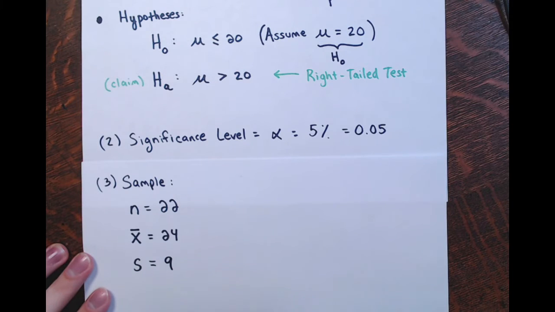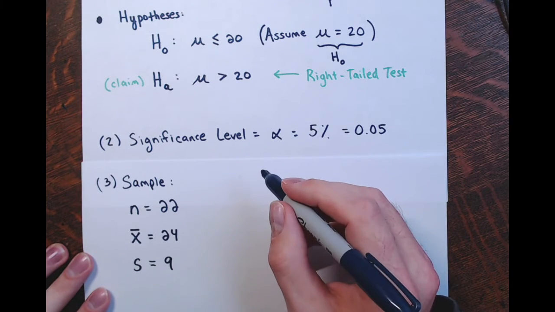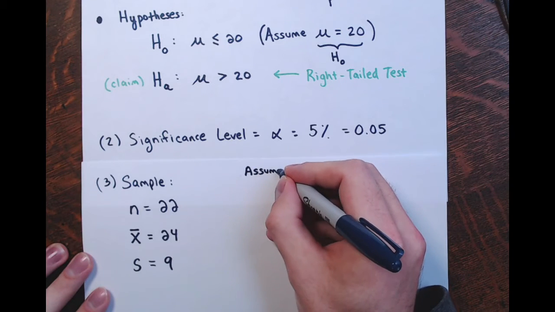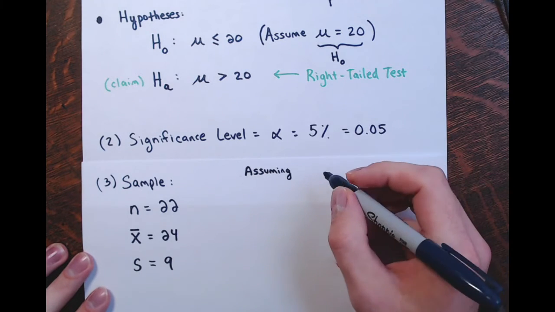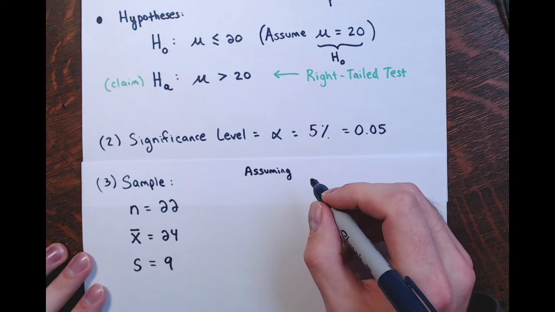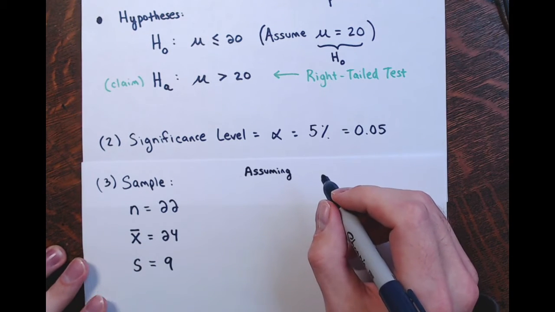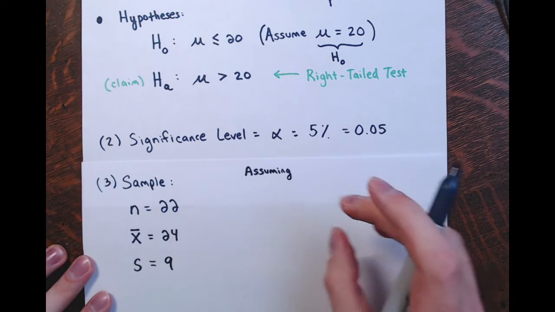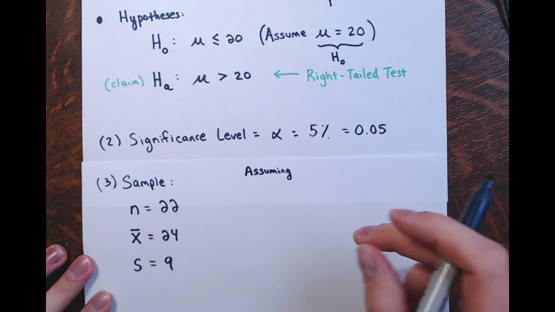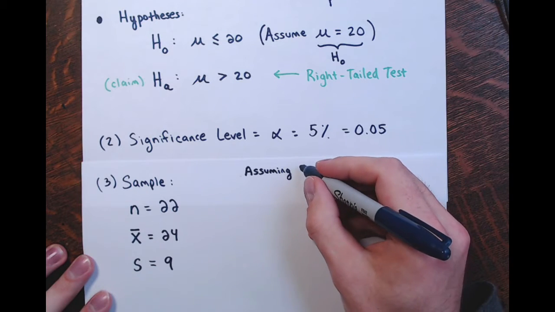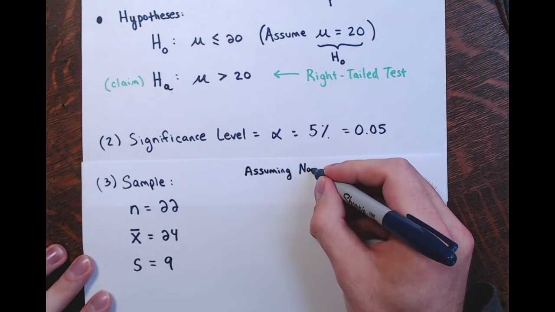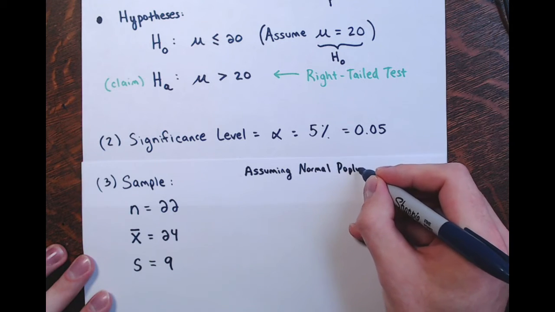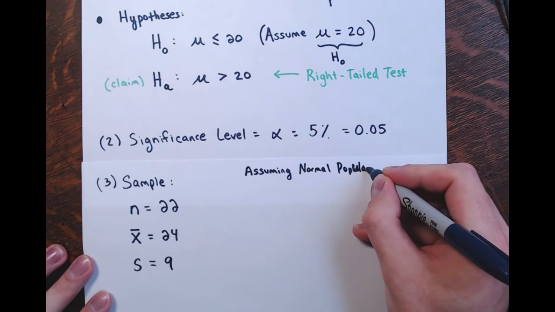Now, assuming the population is normal, which isn't a bad assumption. There's a reason the distribution is called the normal distribution, because many distributions have that shape. A lot in the middle, very few above, very few below the average. Assuming normality, normal population, or some population that's approximately normal.